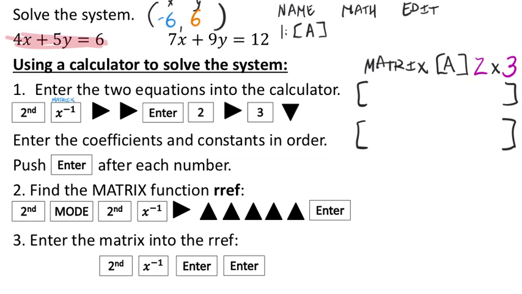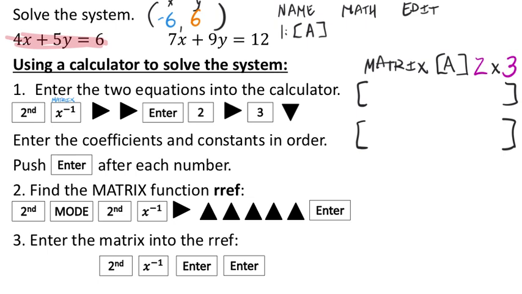So I got three numbers. I don't need to enter any x's. I don't need to enter any plus signs or equal signs. If I had a minus, it would be negative though. But I got positive 4, positive 5, and positive 6. I'm going to enter each of those numbers in, but after I put them in, I'm going to have to push enter for each one.